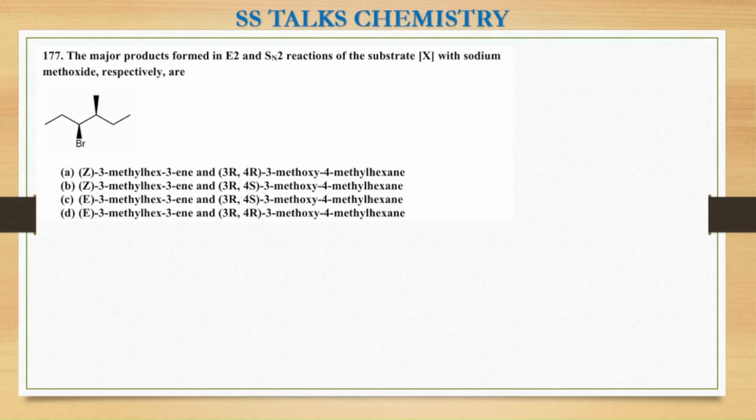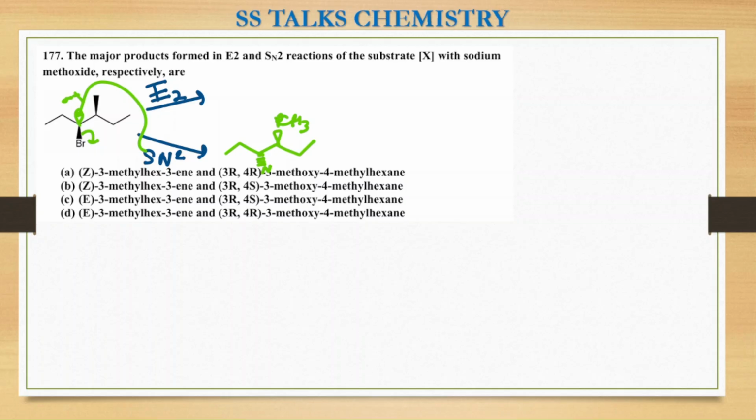This question asks for the major product formed by the E2 and SN2 reactions of the substrate. You have to carry out the E2 elimination and the SN2 reaction and find the product species. When the SN2 is taking place, the sigma star is present. The nucleophile attacks here, the Br group leaves, and the attack will be from the opposite end. The methyl group remains as it is, and the nucleophile will attack from the dash position.